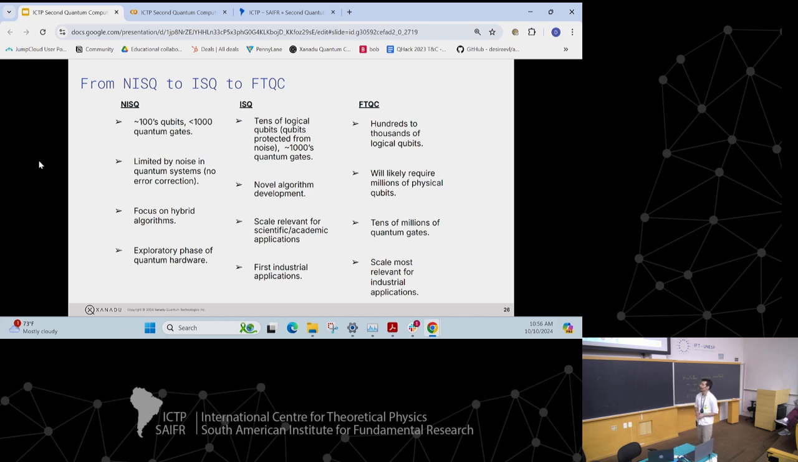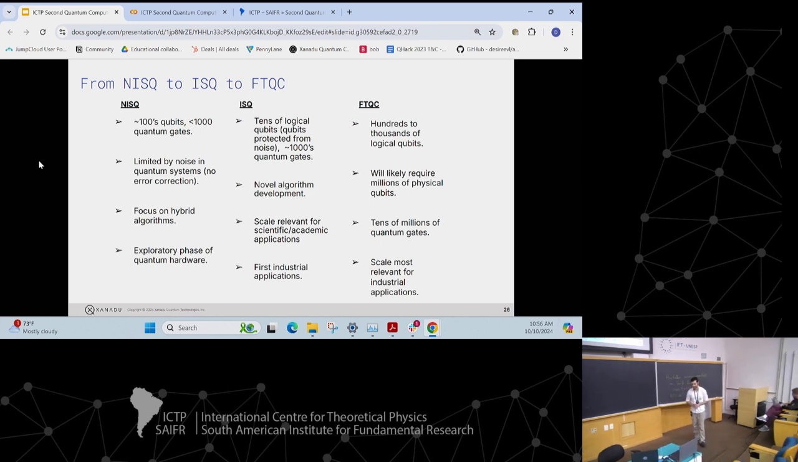The fault-tolerant era is what we can characterize as you now have hundreds of logical qubits at your disposal, so hundreds of qubits that are robust to noise and errors. You can run algorithms of tens of millions of gates, which sounds like a lot, but it's actually not that much when you look at things like quantum phase estimation, which we'll look at a little bit later today. And this is where, if and when we get there, you'll really start to see this being applied to complex industrial problems, like looking at complex molecules for batteries, for drug development, for proteins.